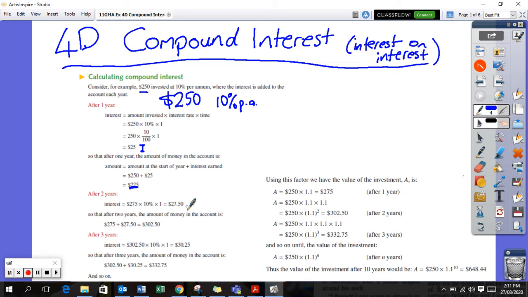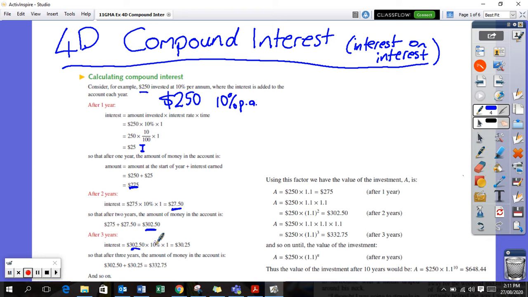So in the second year, they're getting 10% interest for 1 year on their $275. Okay? So the second year they're getting $27.50 interest, an extra $2.50. And that money gets added to the account. So now the account's gone up from $250 to $275, now to $302.50. Okay? And then, so that's the amount in the third year. That's the amount of money they've got in the account. So that's what the interest is on.